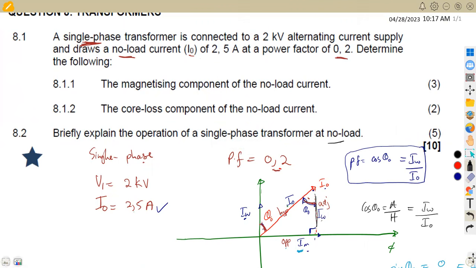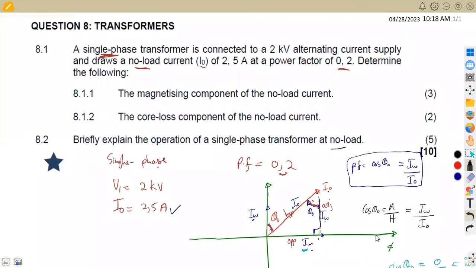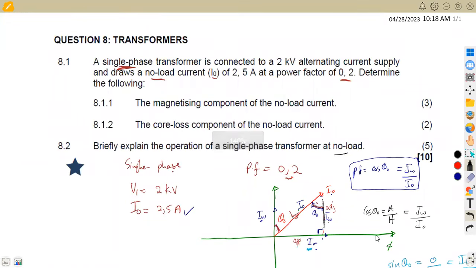All right, so for the transformer at no load, when the alternating voltage is applied to the primary winding, an alternating current flows through it, which sets up an alternating flux in the iron core, which links the secondary winding, inducing in it an EMF of the same frequency. So that is the idea that we have at no load. Okay, so these are the typical questions that you're supposed to be used to in your answering criteria, because they can ask any part which is related to this on transformers on your final exam.